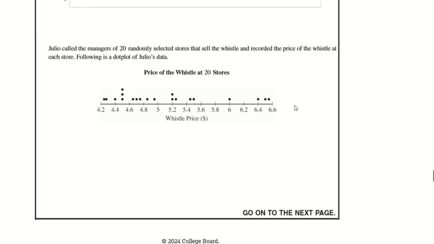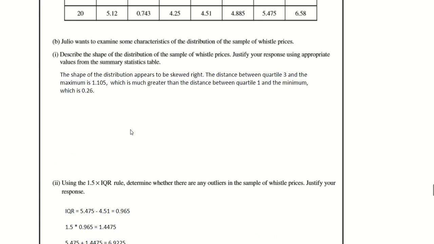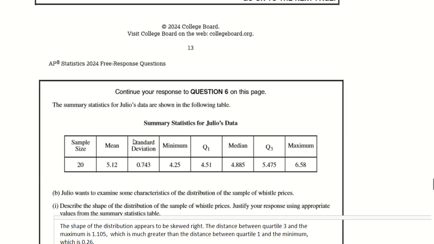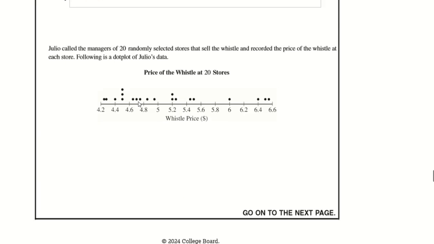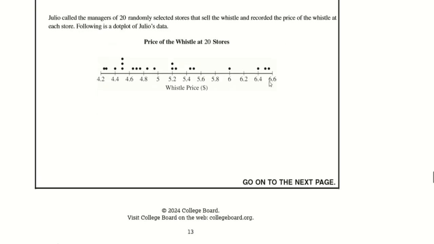Okay, so we're given a sample distribution here. So the shape of the distribution of the sample right here is skewed right. Again, when you're determining if it's skewed left or right, it always chases the tail, and the tail's to the right, so it will be skewed right.